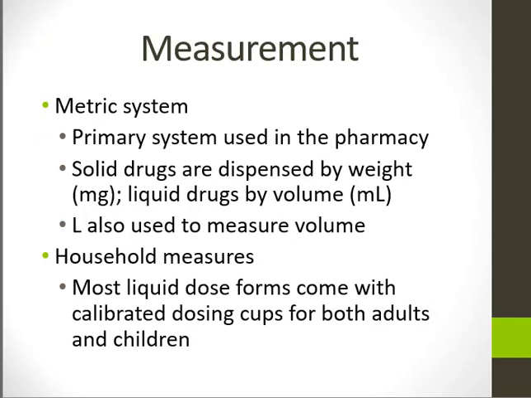So let's talk about the metric system. Yay, so that's our primary system used in pharmacy. So solid drugs, like amoxicillin, let's say the person needs pre-medication, so they are going to need to take 2,000 milligrams, which is 2 grams, of amoxicillin an hour prior. Liquid drugs go by volume or milliliters. So pills and milligrams, liquids and milliliters.